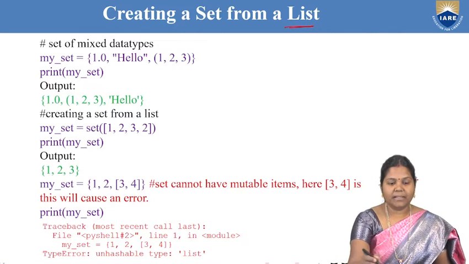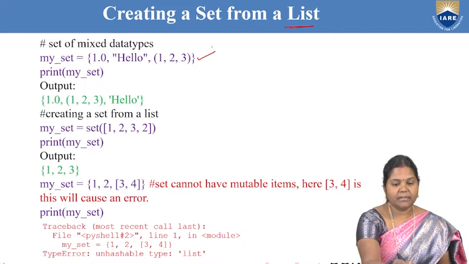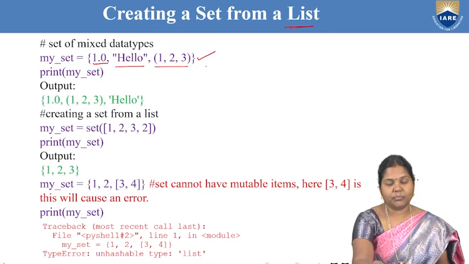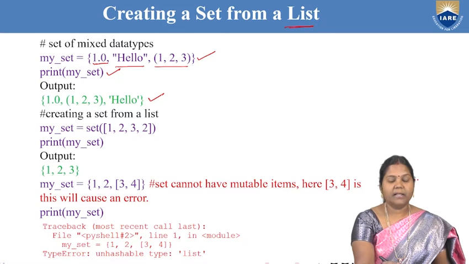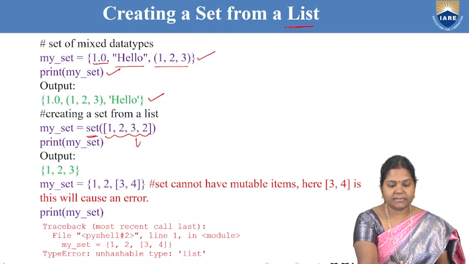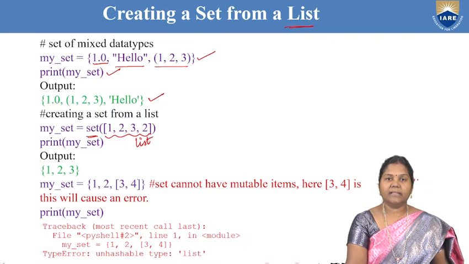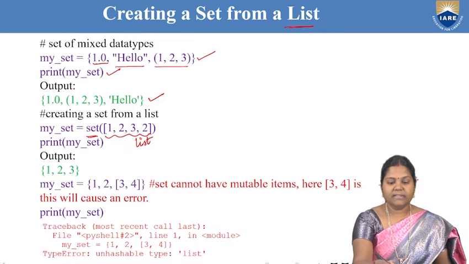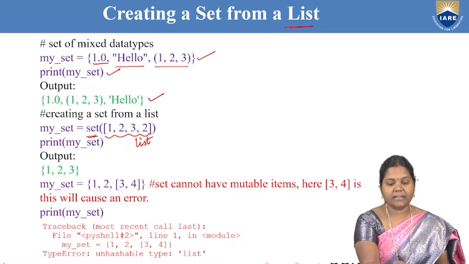Now, let us take one example, a set of mixed data types. This example contains one float value, one string and one tuple. So all these three mixed data types make a set over here. Now if you print your set, you will see that your set is created. Now, how to create a set from a list? For that, we will use the set method and we have given here a list. You know that in a list, the elements are separated by commas and enclosed within square brackets. So this is a list. Now this list is converted into a set, and you can see that duplicate values are allowed in a list.